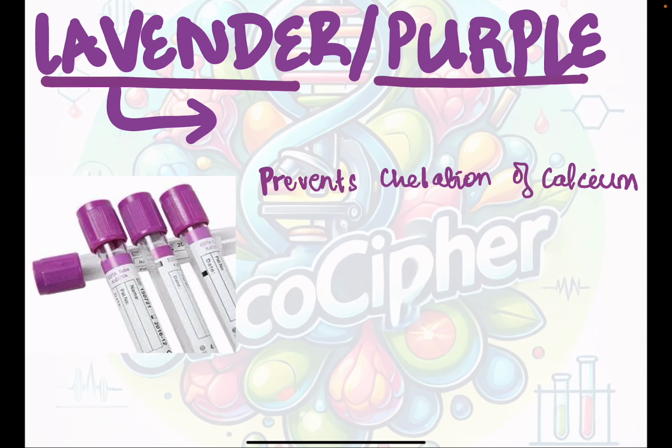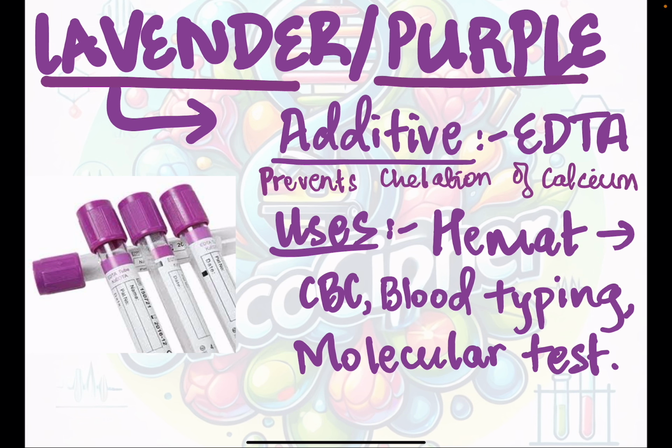The next most commonly used bulb is the lavender or the purple colored bulb in which the additive is EDTA. It again prevents chelation of calcium, hence preventing clotting of the blood. It's used in hematological findings such as complete blood count, blood typing, and molecular testing.